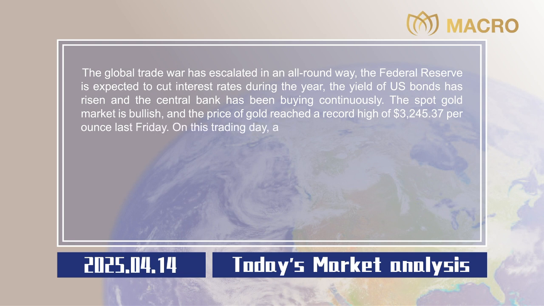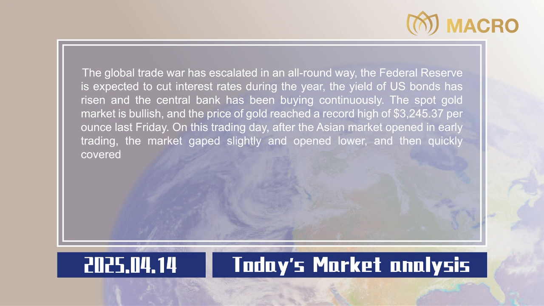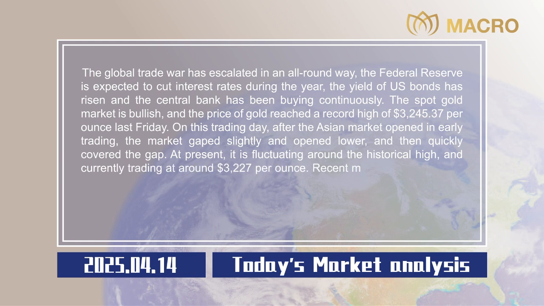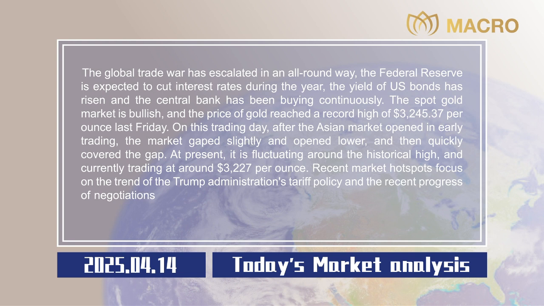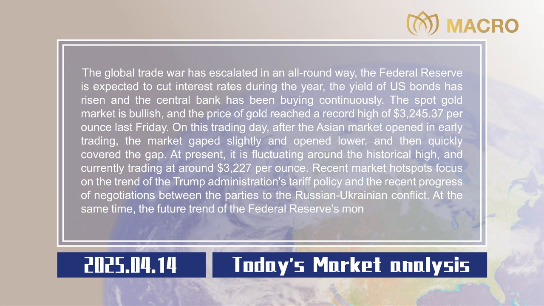On this trading day, after the Asian market opened in early trading, the market gapped slightly and opened lower, and then quickly covered the gap. At present, it is fluctuating around the historical high and currently trading at around $3,227 per ounce. Recent market hotspots focus on the trend of the Trump administration's tariff policy and the recent progress of negotiations between the parties to the Russian-Ukrainian conflict. At the same time, the future trend of the Federal Reserve's monetary policy will also affect the market trend.